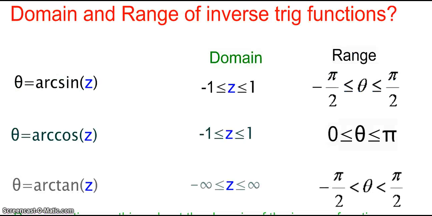Alright, so this leads us to the domain and range of the inverse functions. So theta equals the arc sine of z, remember that's the same as the sine inverse of z, has a domain of negative 1 to 1, including negative 1 and including 1, and a range of negative pi halves to pi halves, including negative pi halves and pi halves. The arc cosine function has a domain of negative 1 to 1, including negative 1 and 1, and a range of 0 to pi, including the 0 and including the pi. And the arc tangent function has a domain of all real numbers, and a range of negative pi halves to pi halves, not including the negative pi halves and pi halves.